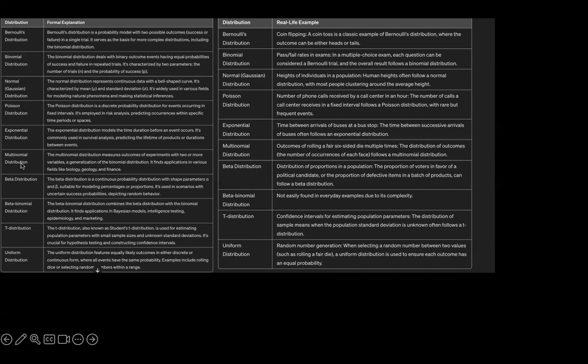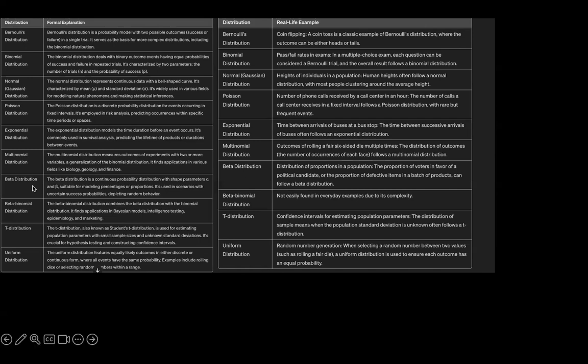Next is multinomial. Multinomial is something where you use a lot of variables. The multinomial distribution measures outcomes of experiments with two or more variables. It basically extends the binomial distribution, and finds application in various fields like biology, geology, and finance. Next, if you roll a six-faced die multiple times, what is the occurrence of one happening? What is the occurrence of two, three, four, five, and getting six? So all these are multiple variables, right? I'm getting a lot of variables, and the outcomes rely on them. So that is what multinomial is.